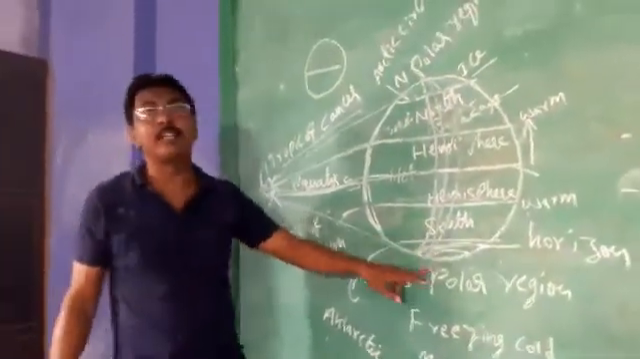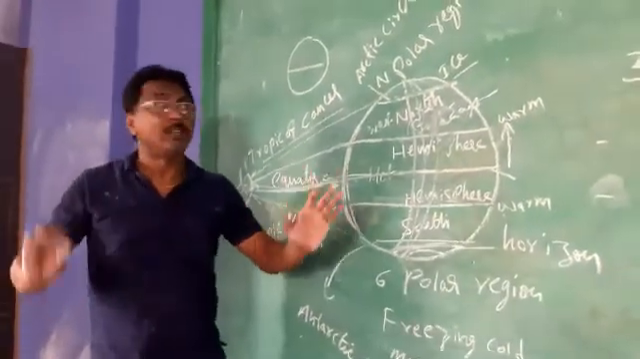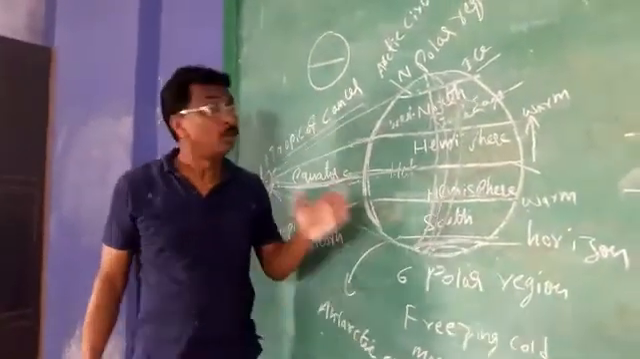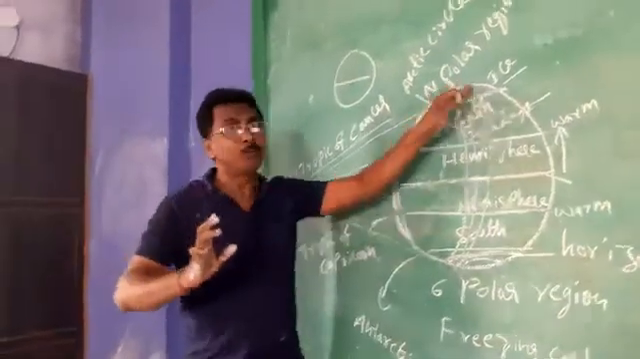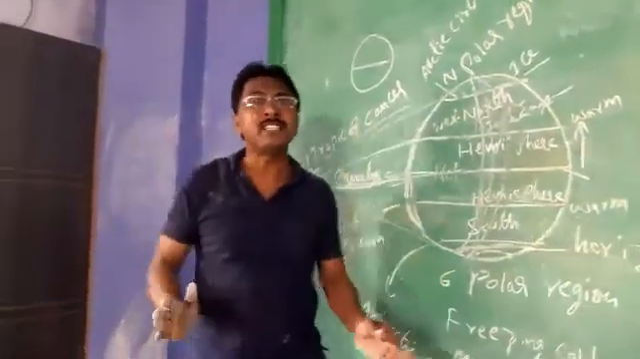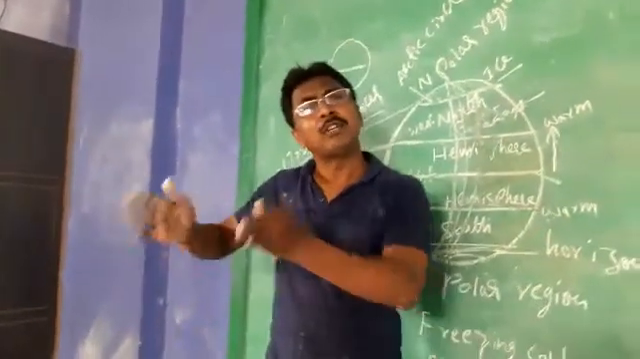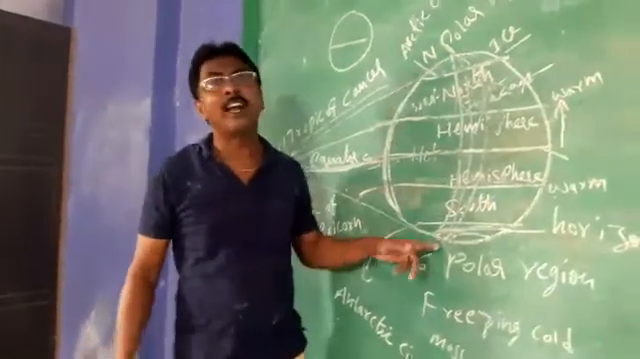And another thing I'll tell you. In the north pole and the south pole, they will get 6 months of sunrise and 6 months of night. You don't know that. In the north pole and the south pole, 6 months of day will be there and 6 months of night. It is surprising. Total 6 months day and total 6 months night will be there in Antarctica and the Arctic.